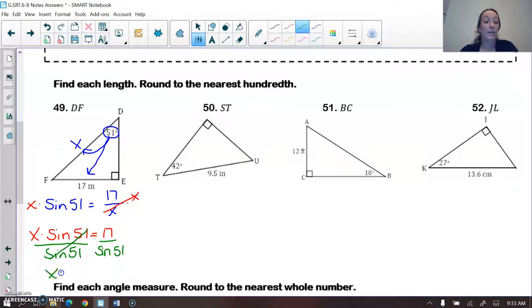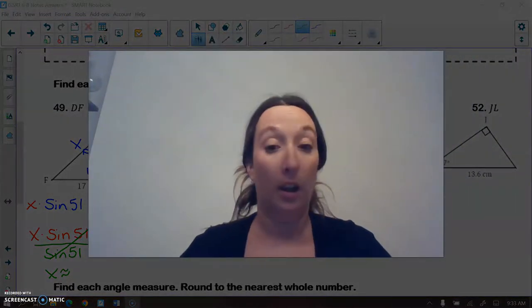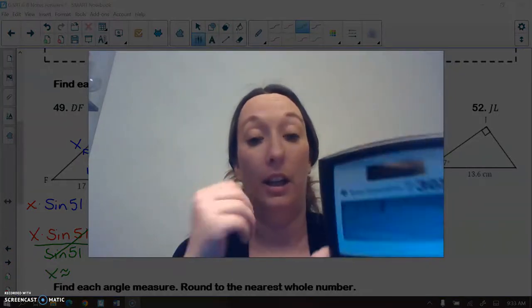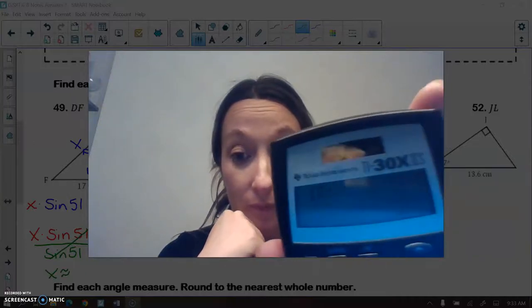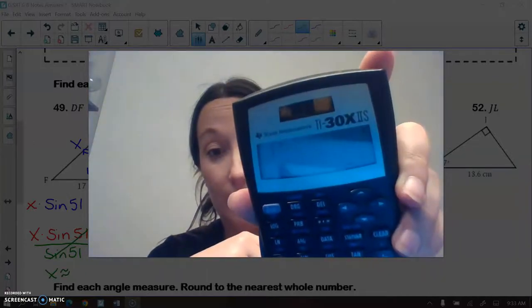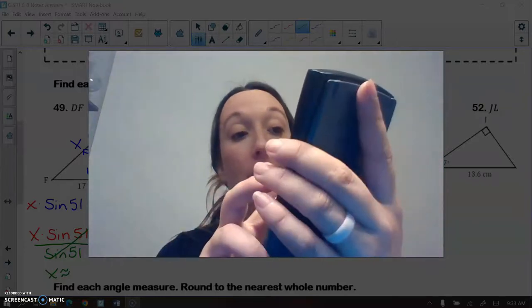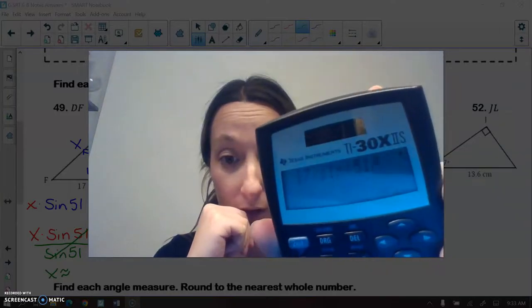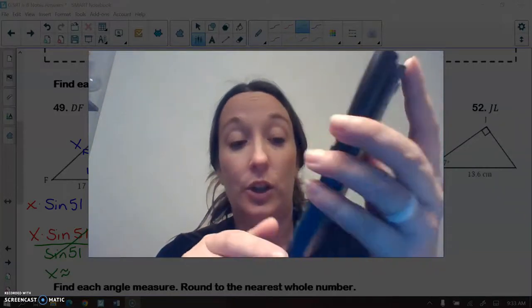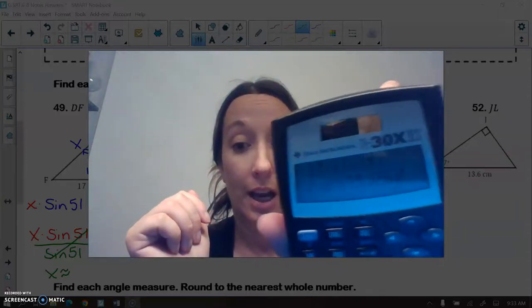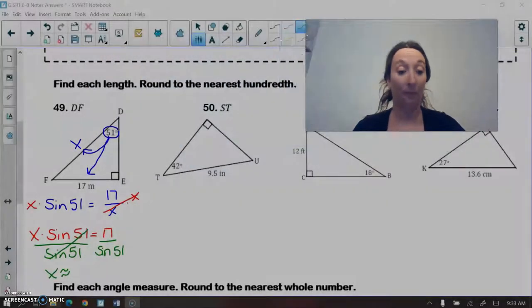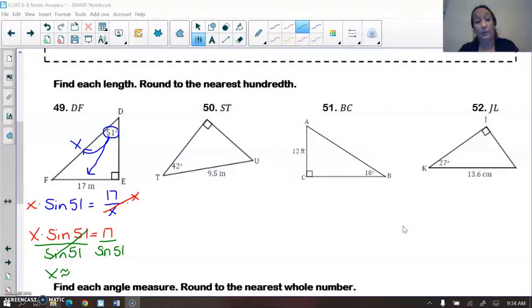So I wind up with X being approximately equal to, I'm going to show you how to type this into your calculator. You would type in 17 divided by, just like that, and then you would type in the sine of 51, just like that. Sorry, I know there's a glare. There we go. And you just hit equals. And then it does say to round to the nearest hundredth, so 21.87 would be your answer.